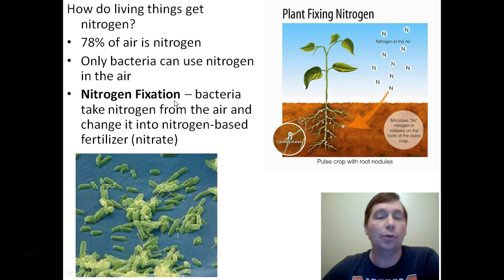Nitrogen fixation describes the process where bacteria that live in the soil take nitrogen out of the air and convert it into something called nitrate. And nitrate is a plant fertilizer that is based on nitrogen. So this is the first step in how living things get their nitrogen. Bacteria absorb it out of the air, and once again, only bacteria can absorb it out of the air. Then bacteria convert the nitrogen that's in the air into a form of fertilizer that plants can then use. That's the first step in how living things get their nitrogen, and that step is called nitrogen fixation.